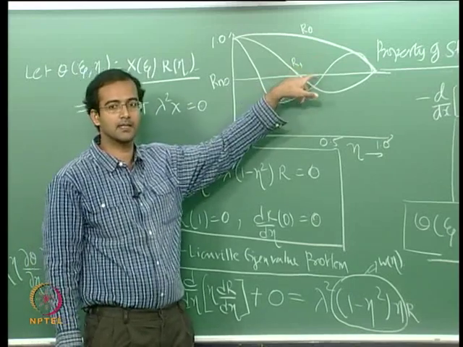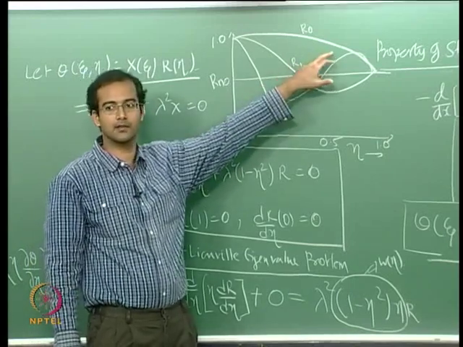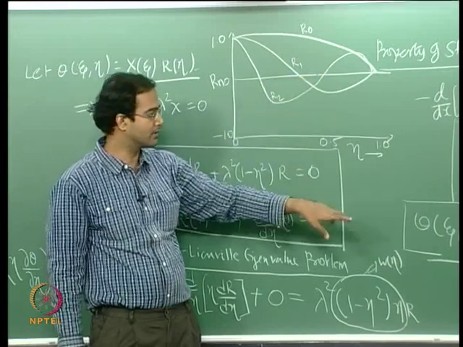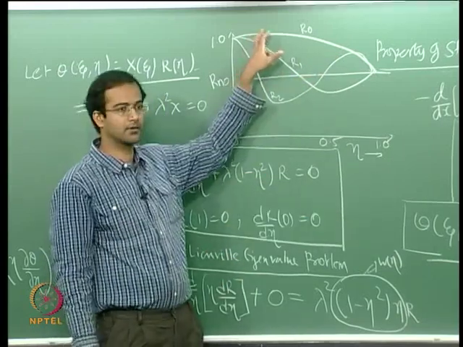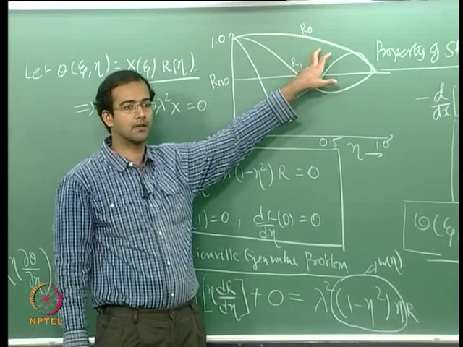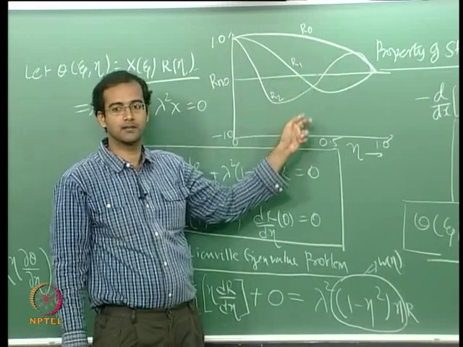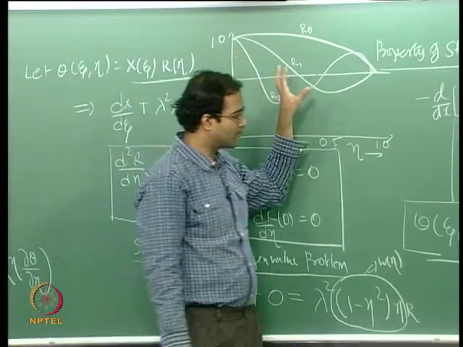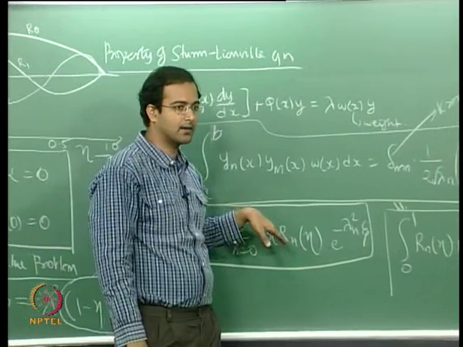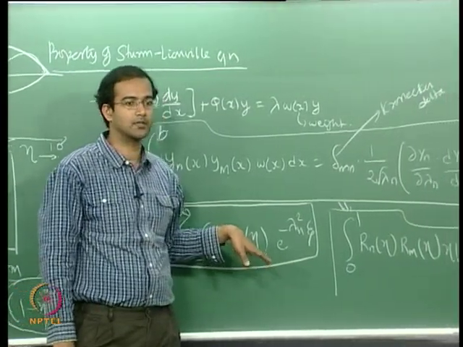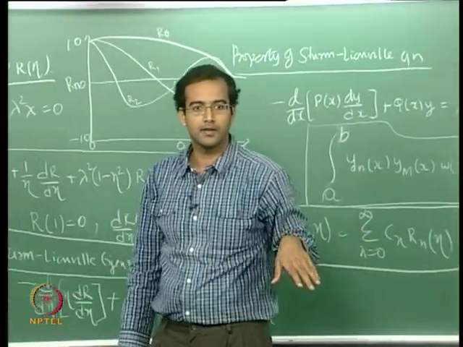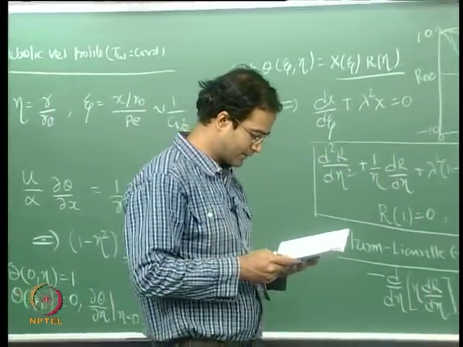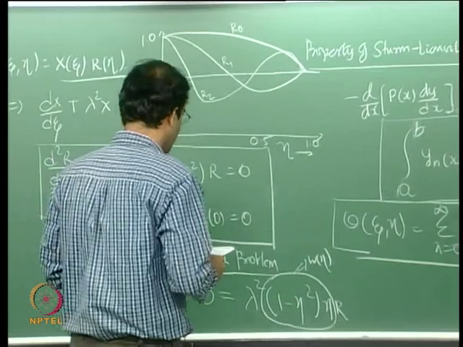So for each eigenvalue lambda 0, lambda 1, lambda 2, you substitute into the ODE and you can get the corresponding eigenfunction variation with respect to eta. So these are the first three eigenfunctions. So these are the most important ones. There are other higher order eigenfunctions, but their contribution will be relatively smaller. So when you sum them, you take only the first three or four important eigenfunctions into account, okay.